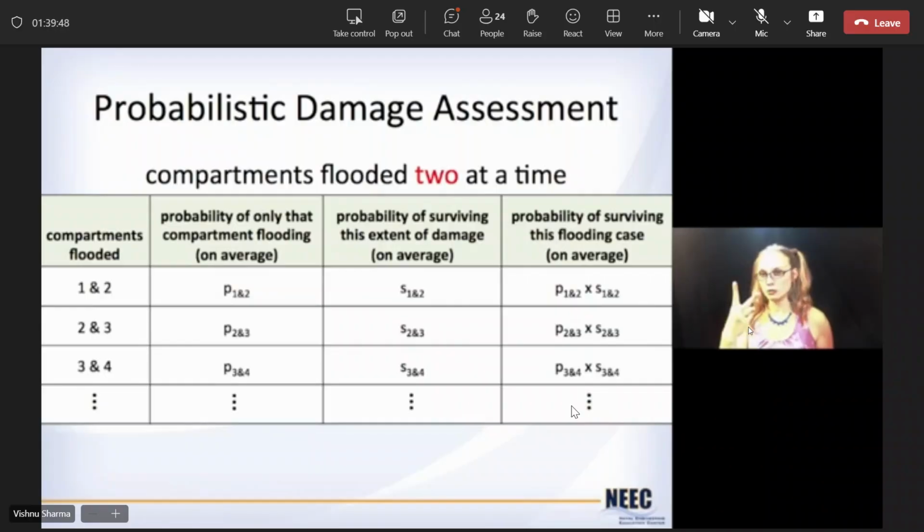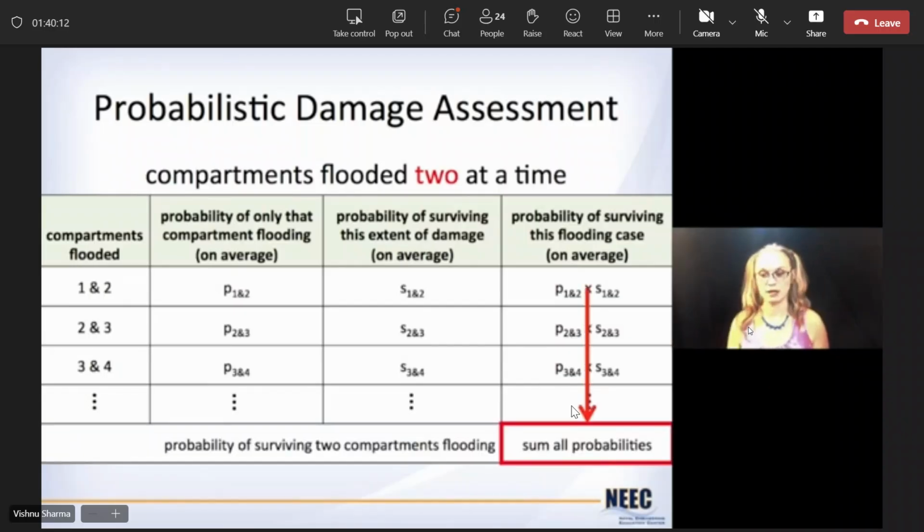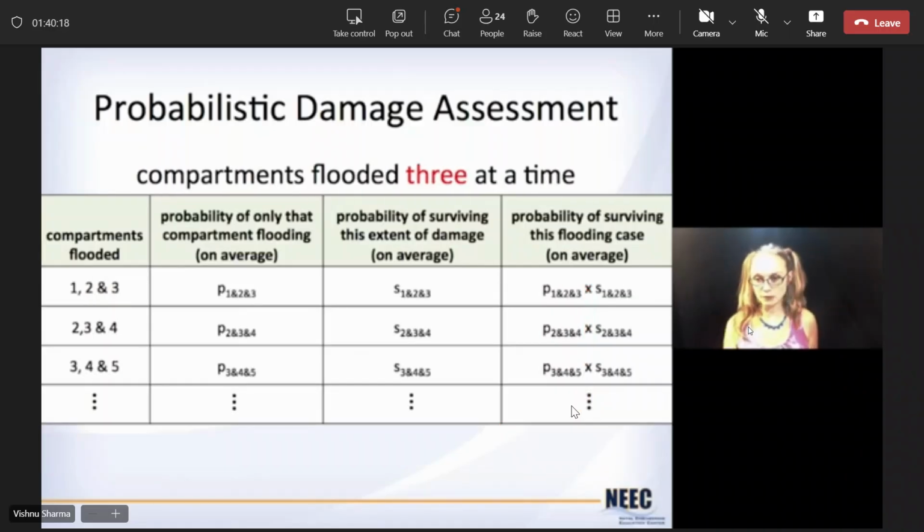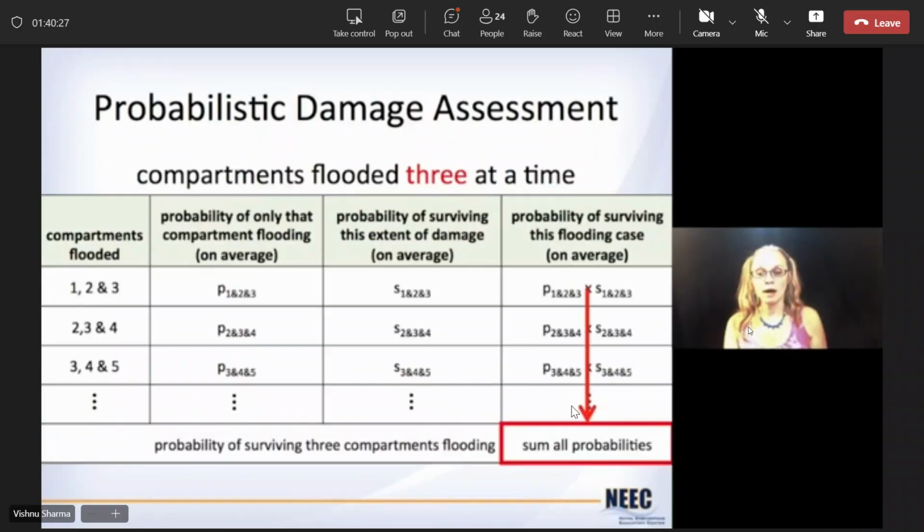Do the same thing, but now look at 2 compartments. So now we've got compartments 1 and 2. What's the probability that both of those compartments flood at the same time? And then what are the chances that you're going to survive compartments 1 and 2 being flooded? Multiply the 2 together, and that's the probability of surviving that particular flooding case. So again, do 1 and 2, and 2 and 3, and 3 and 4, all the combinations that you've got. Add all those together, and that's the probability of surviving any 2 compartments flooding at any given time. Again, you can do the same thing for 3 compartments, 4 compartments, however detailed you want to get. You just keep multiplying these together and then adding them up. So for this case right here, it's the probability of 3 compartments flooding.